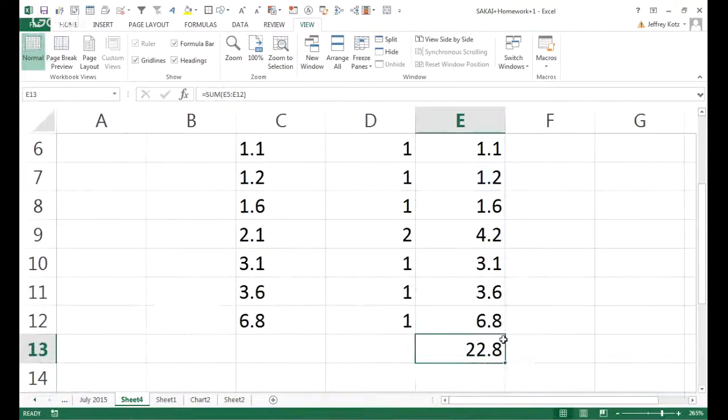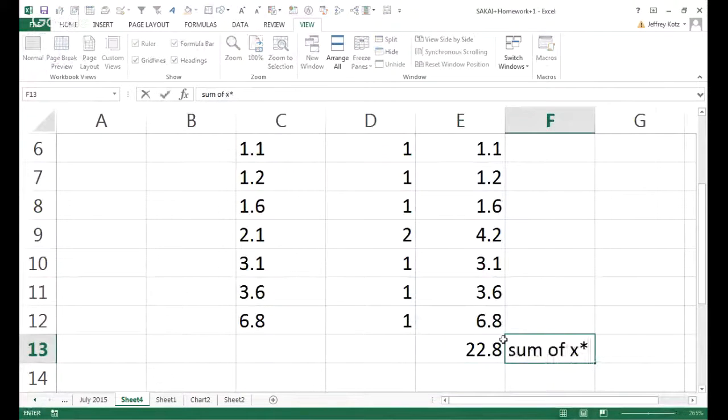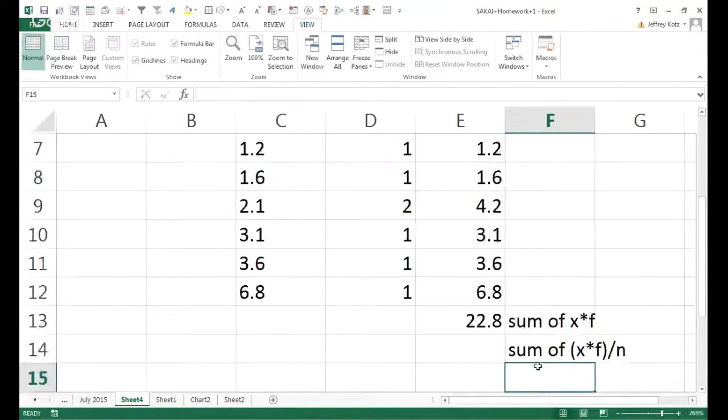In order to get the average, and this is, again, the sum of X times F, I need to take that number, the sum of X times F, and divide that by the total sample size. And that's what gives us an average.